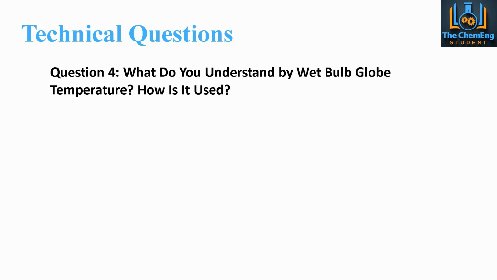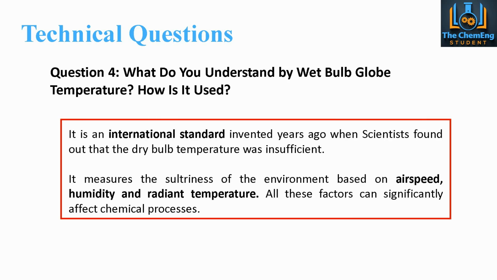Question 4 is, what do you understand by the wet bulb globe temperature, and how would you use it? So you cannot get this confused by defining what the wet bulb temperature actually is, because what this is discussing here is the wet bulb globe temperature. The wet bulb globe temperature is an international standard that was invented a long time ago when scientists discovered that the dry bulb temperature was simply insufficient, in that some places across the world have more moisture or a higher humidity than others. Therefore, relying on the dry bulb temperature wasn't sufficient to account for more humid climates. So we needed something, and we developed the wet bulb globe temperature.